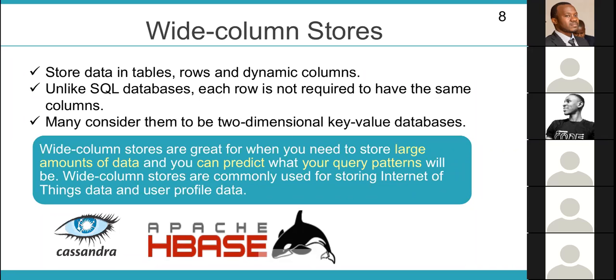Some of the examples here are the famous Cassandra. Most social media companies use it. Instagram typically runs on Cassandra, and some part of Facebook uses Cassandra. Another example is Apache HBase. One of the most common use cases is user profile data, and that's why social media companies like to use the Cassandra database as their NoSQL option.